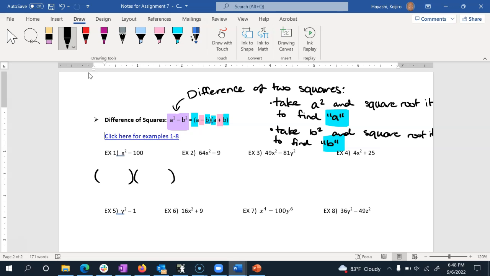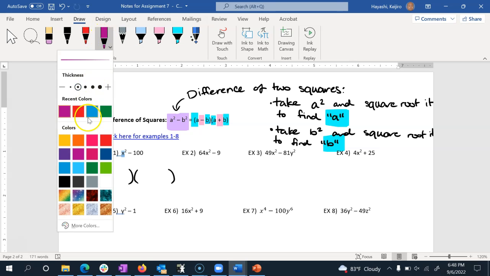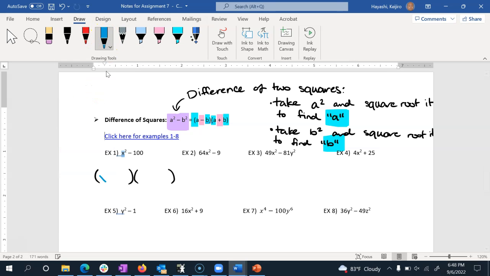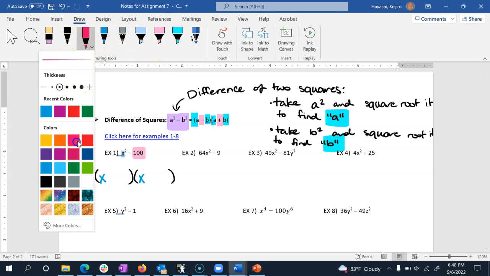Take the square root of your first thing. What's the square root of x squared? x, okay, right. Because all a square root does is undo a square, so x is your a. It's what your factors are going to start with. Okay, take the square root of 100. That's what your factors should end with. What is the square root of 100? 10.